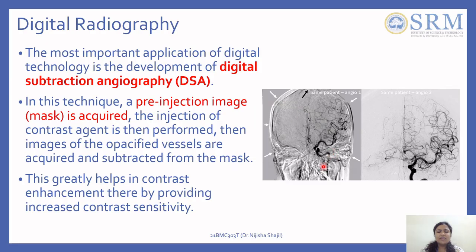So you can see here, this is the image you would have taken before, and this is the one with the contrast. You subtract both of them, and this is the image with only the vessels with the contrast agents. This is the concept of digital subtraction angiography.